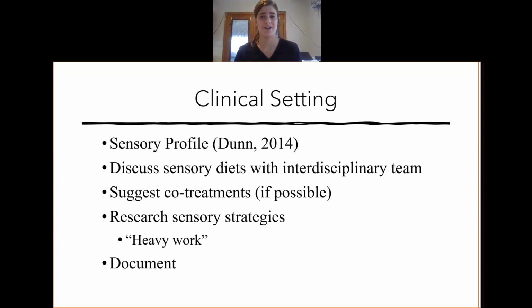Co-treatments are also very beneficial for sensory processing. In my last fieldwork placement, I would co-treat with a speech therapist daily. We would work together to help the child stay in that green zone while addressing all of our other goals.